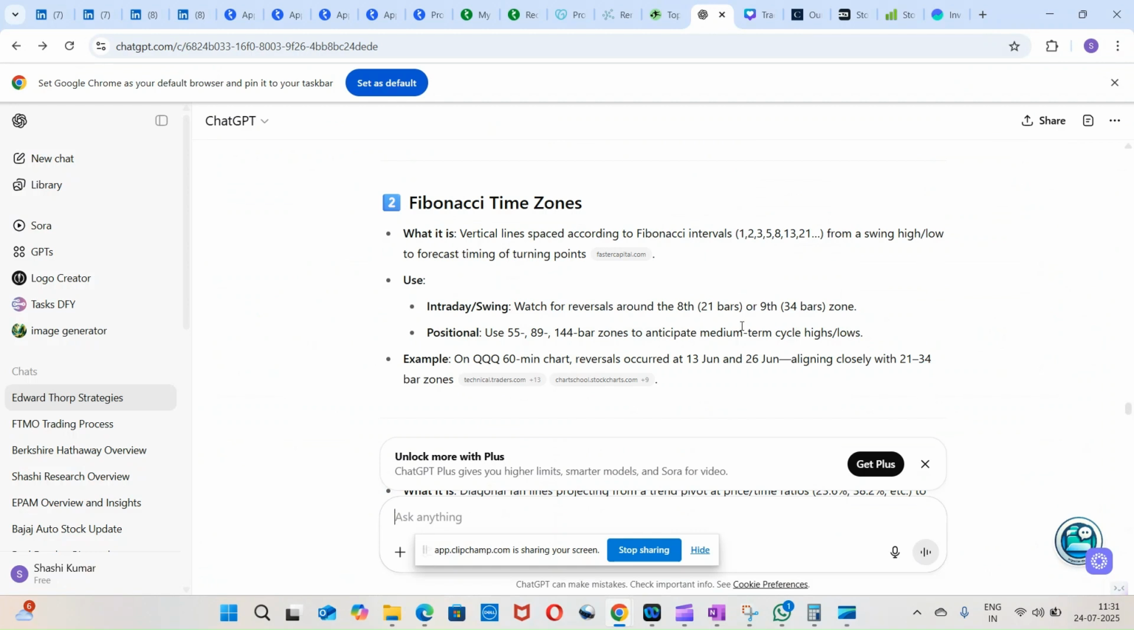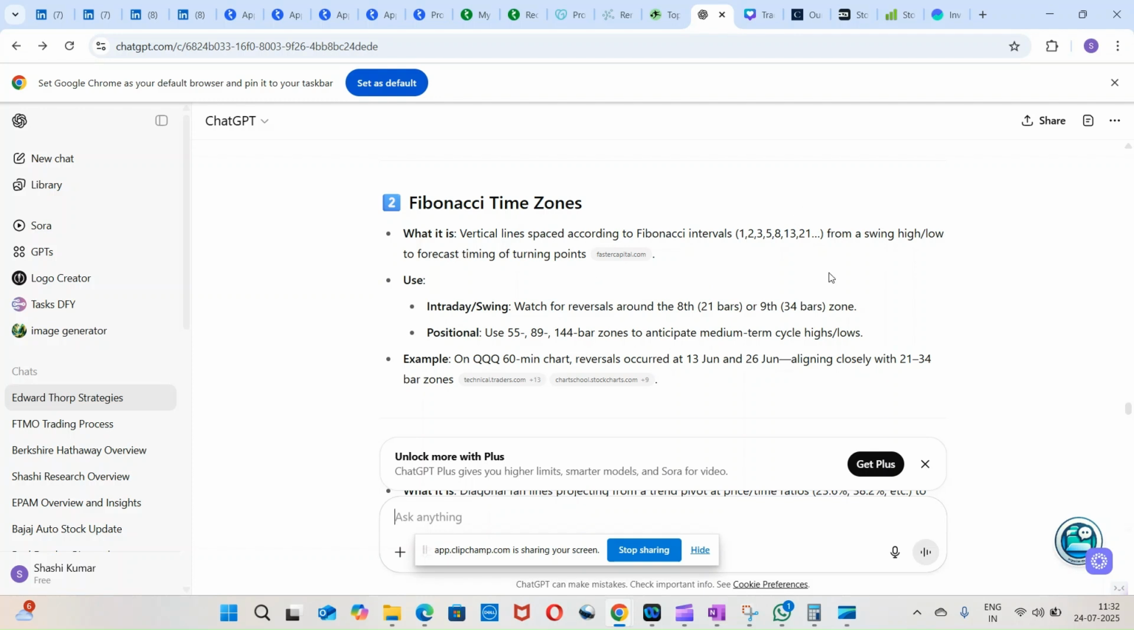Fib time zones. So these fib time zones, what is this? These are vertical lines spaced according to fib intervals. Okay, so the fib series is 1, 2, 3, 5, 8, 13, 21. This Fibonacci is a naturally occurring pattern. It is widely seen across nature, and that's why it is used in financial markets also. And these vertical lines are basically fib lines. What you do is take vertical lines spaced 1, 2, 3, 5 from a swing high or low to forecast turning points. This is used for forecasting.